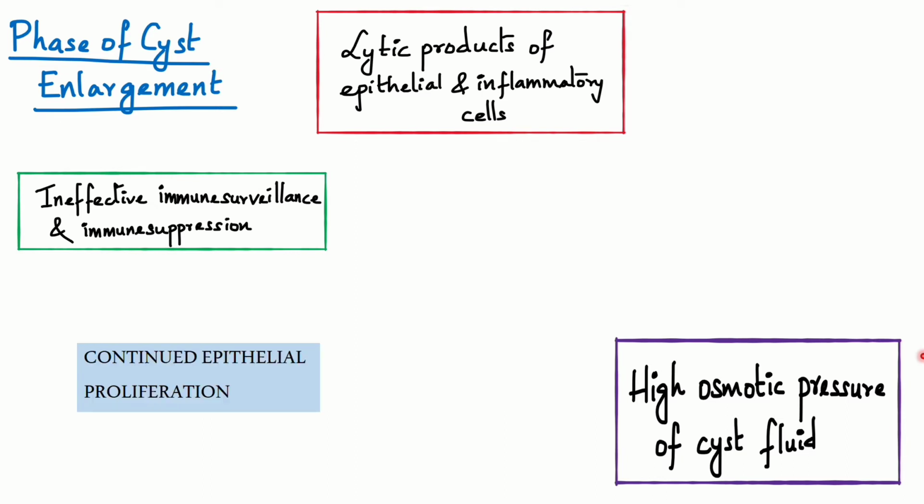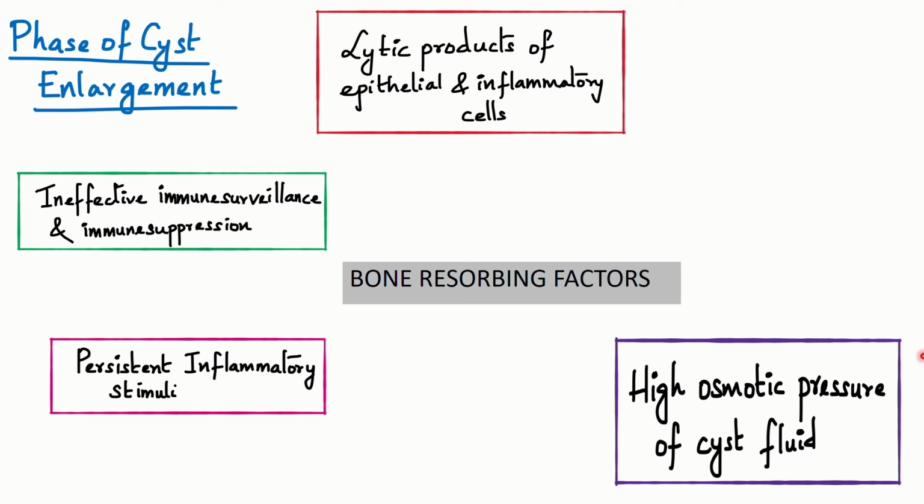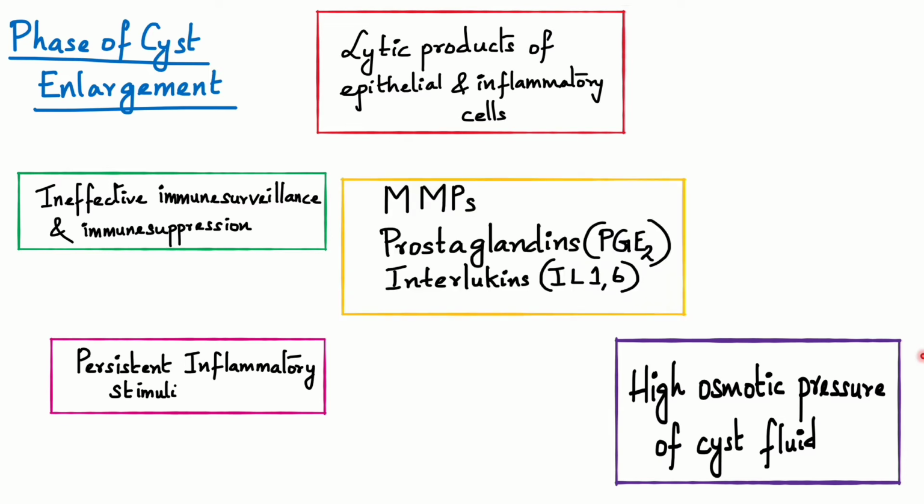Now again, continued epithelial proliferation. This can also further help in the expansion. So as long as the inflammatory stimuli persist, there will be epithelial proliferation. Next is bone resorbing factors. So when the surrounding bone is resorbed, it allows the cyst to expand and occupy that resorbed space. This is brought about by the matrix metalloproteinases, the prostaglandins, especially E2, and interleukins like 1 and 6. These are the bone resorbing factors.